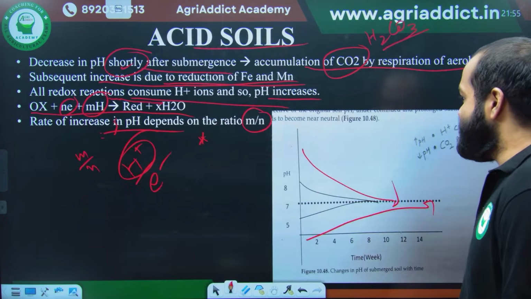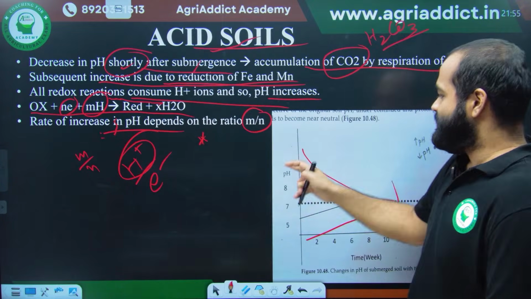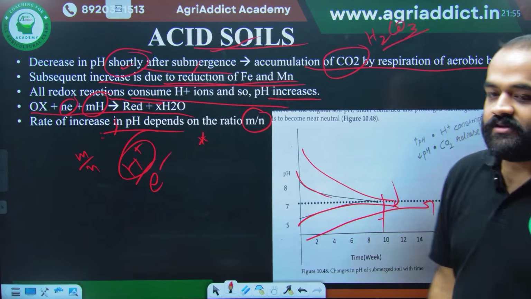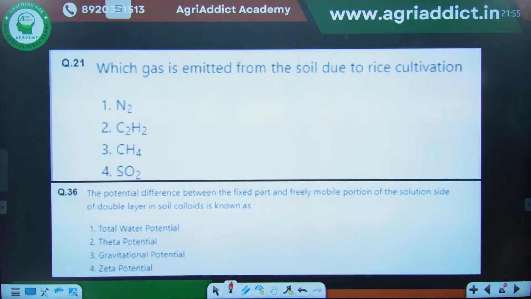In case of acid soil, as I told, because of consumption of H plus in the reduction reactions, the pH will go up. So on submergence, all the pH goes towards neutrality.